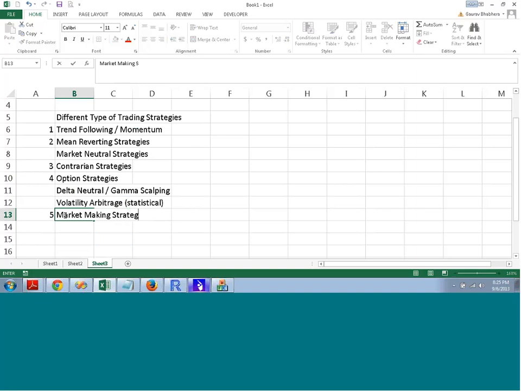And the fifth type of strategies are market making strategies. In market making, your view is to earn the bid ask spread. It will mostly be done using options. That is, you keep on offering your bid and ask, and you keep on hedging your portfolio for any type of risk.